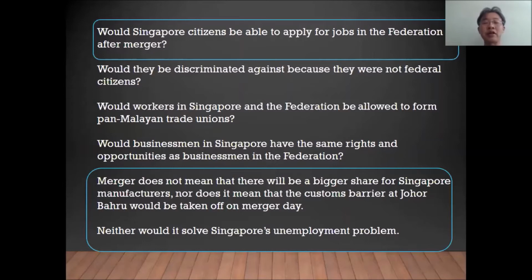He's worried that Singaporeans, when they go into merger, will not be able to apply for jobs in the Federation in the same way as citizens of Malaysia. In the last paragraph, he says this. He says, merger does not mean that there will be a bigger share for Singapore. He's saying, hang on a second, there might be unemployment still. He's saying, hey, let's work the terms out first.